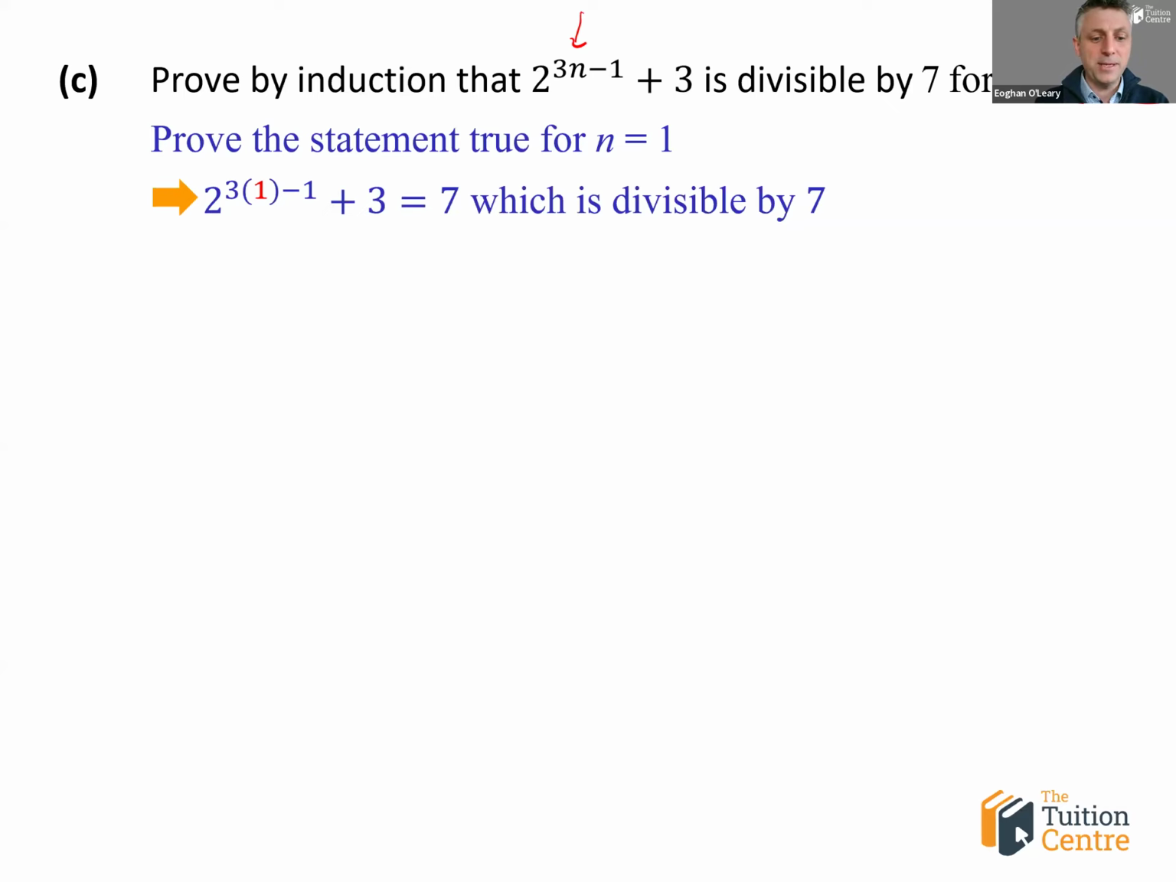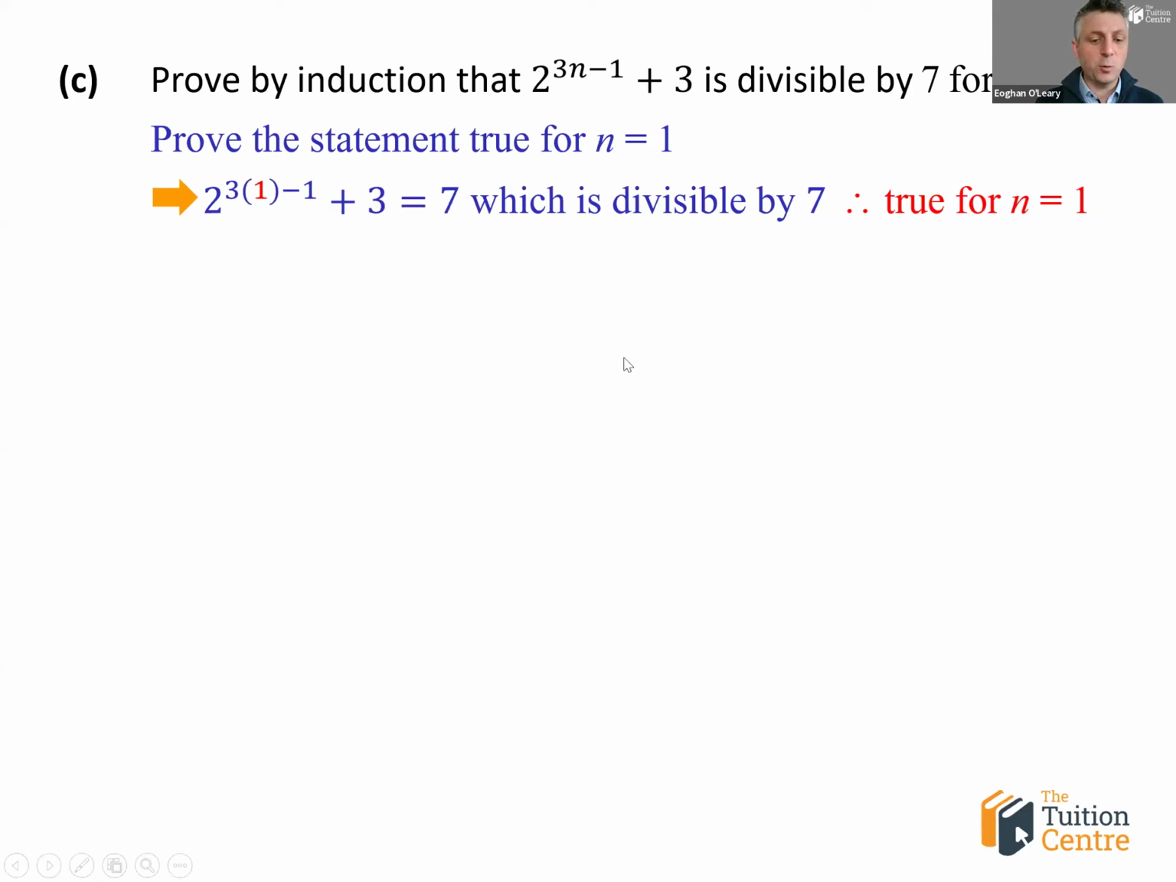It's 2 to the power of 3 times 1 minus 1. Well, 3 times 1 is 3, minus 1 is 2. So what we're going to have there is 2 to the power of 2, which will give you 4. And then 4 plus the 3 will give you the 7. And of course, 7 is divisible by 7. So it is true for the base case. So true for n equals 1.